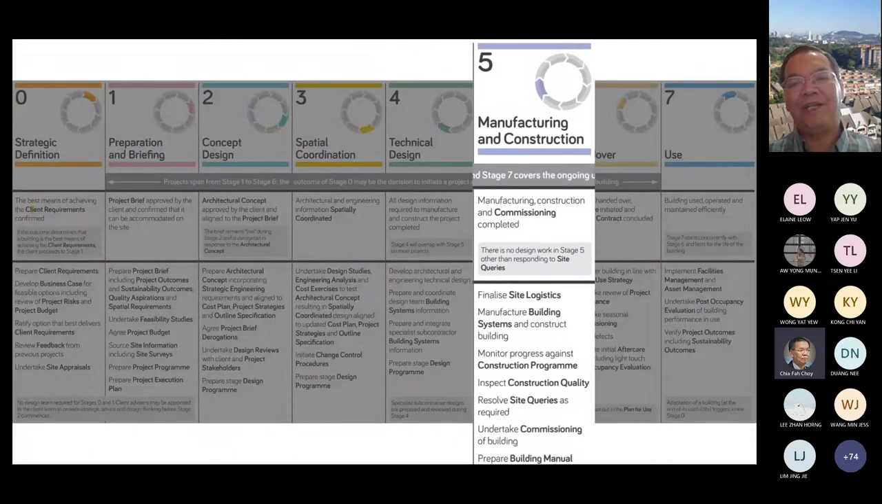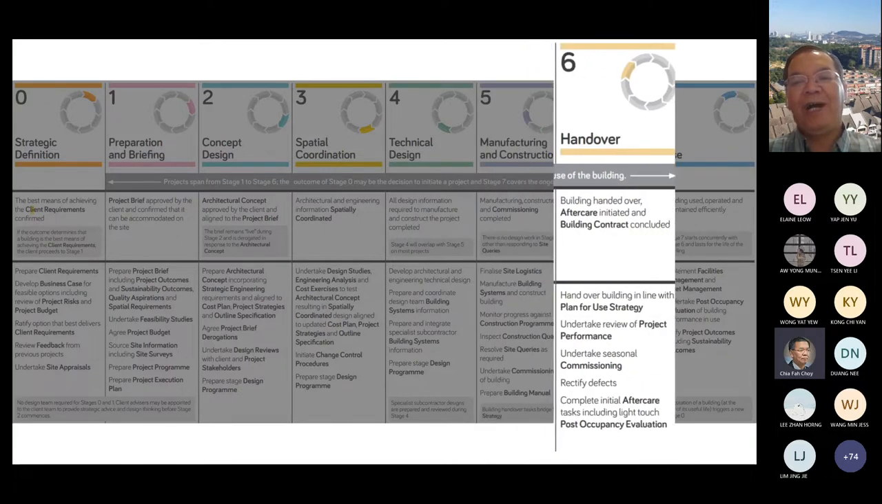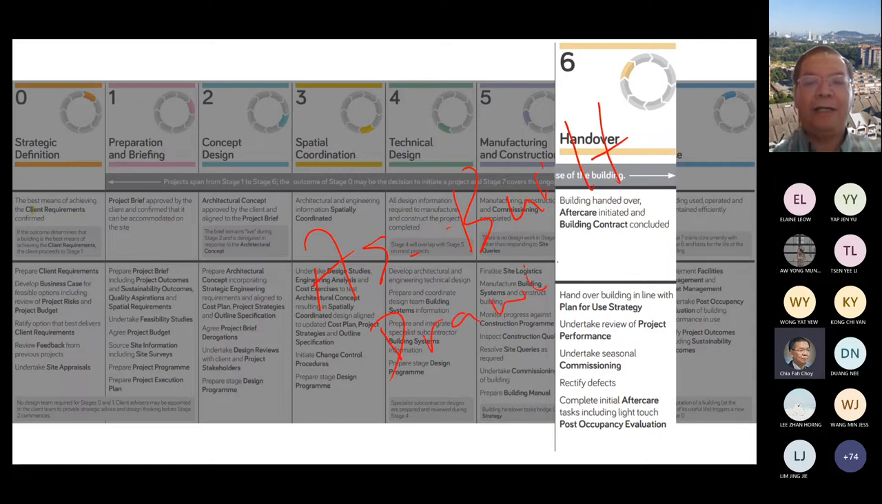Then during manufacturing and construction, of course, you are using the BQ to value the work done by the contractor. Also, you use your BQ as a tool to value the variation orders. And once you reach the handover stage, that is the time as a QS you have to finalize your account. And the contractor has to start preparing the as-built drawing, to hand over to the client so that they can close the project.